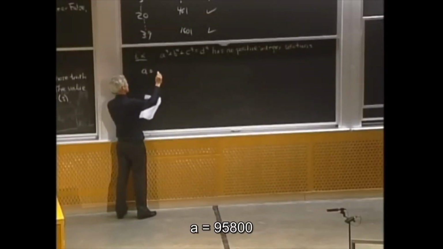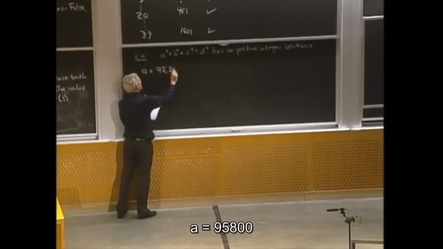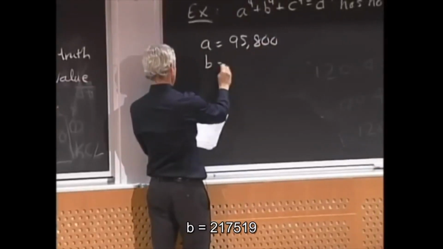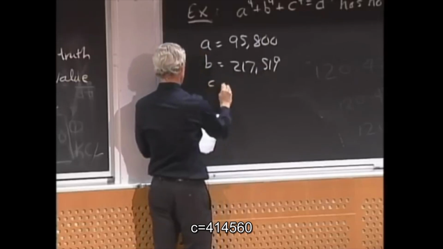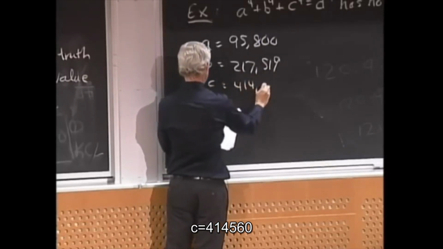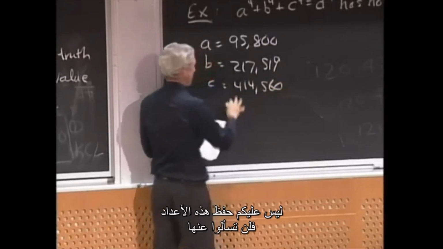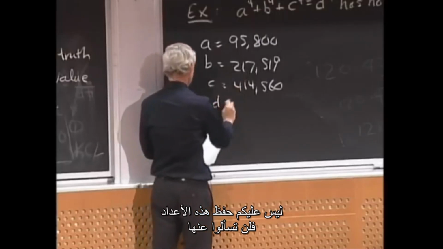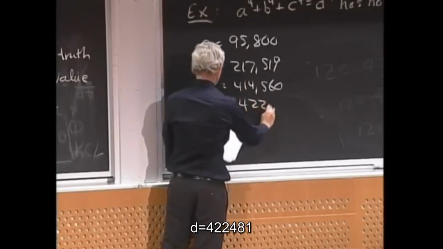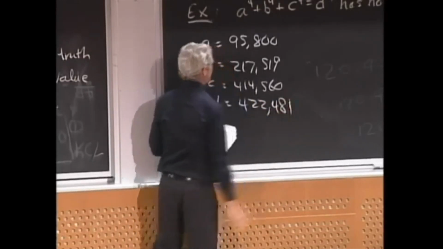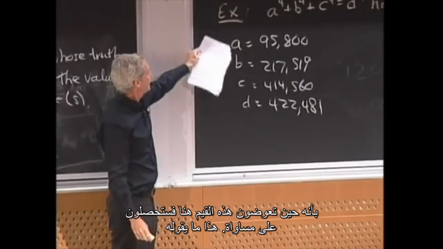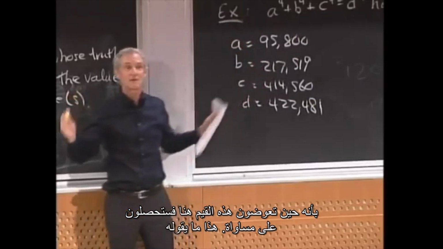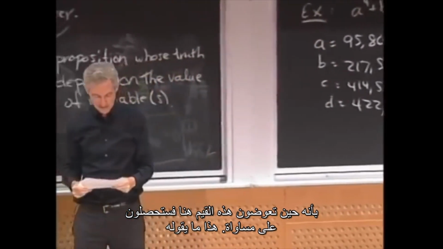A equals 95,800. B equals 217,519. C equals 414,560. You don't have to remember these numbers. We're not going to quiz you on that. D equals 422,481. Now, he claims, I've never personally checked it, but presumably people have, you plug those in here, and you have an equality. So he says.